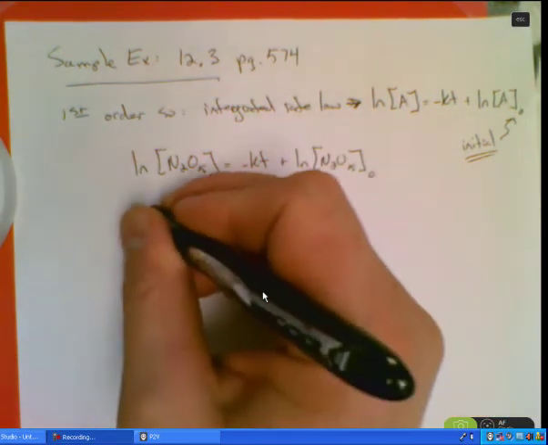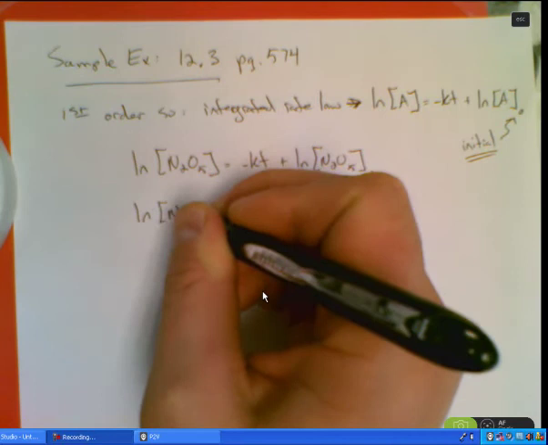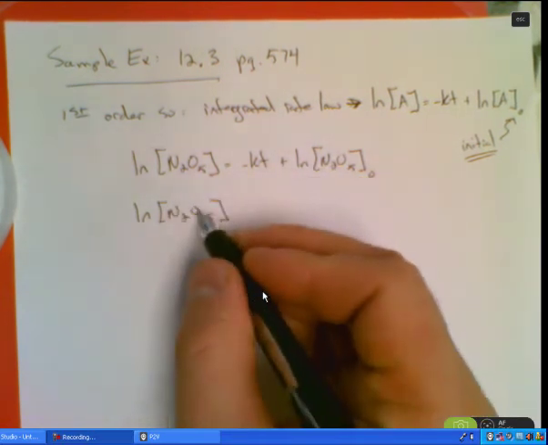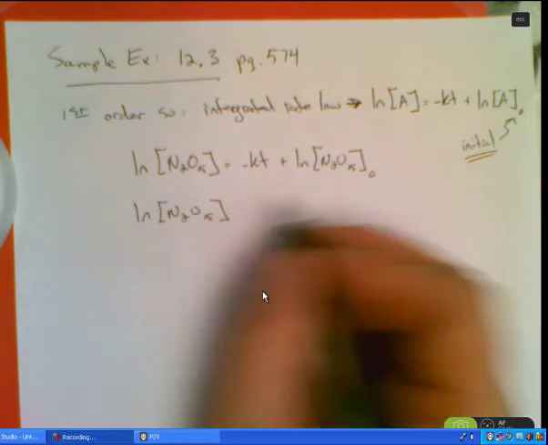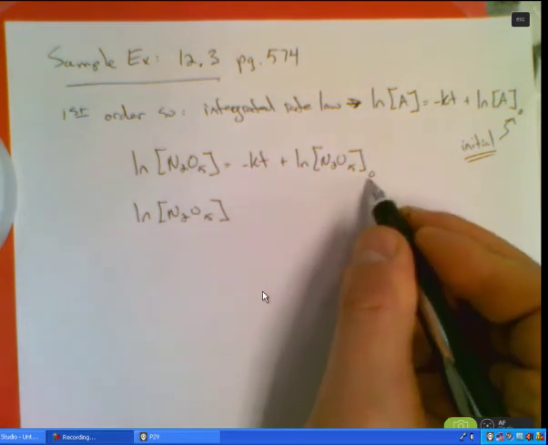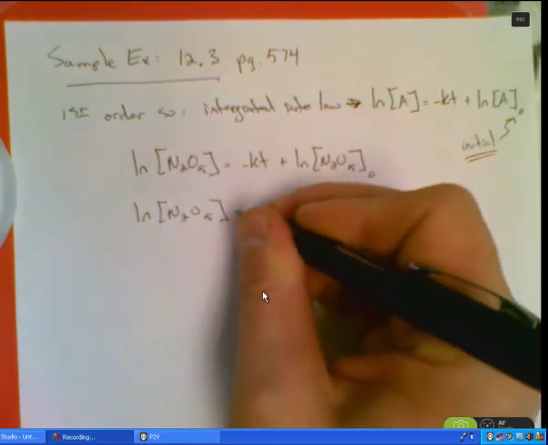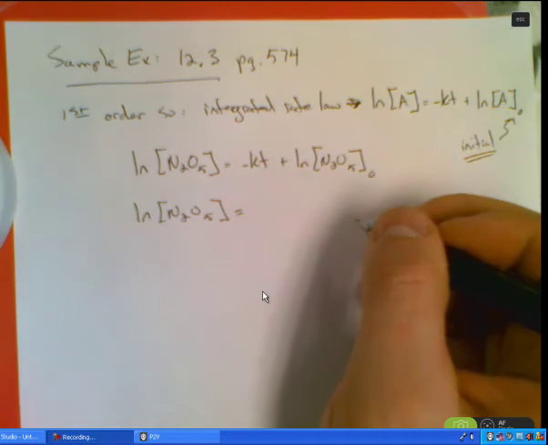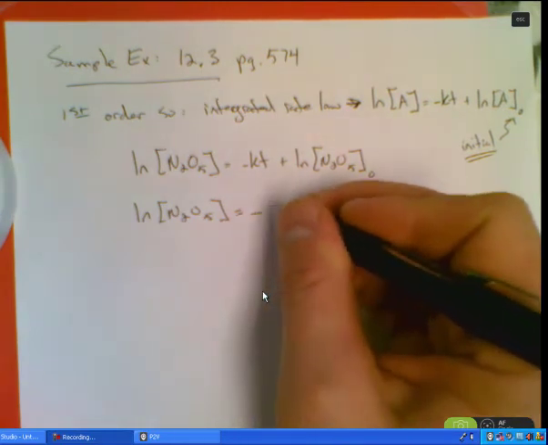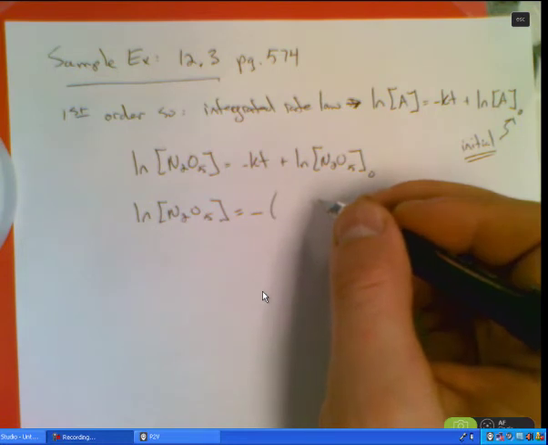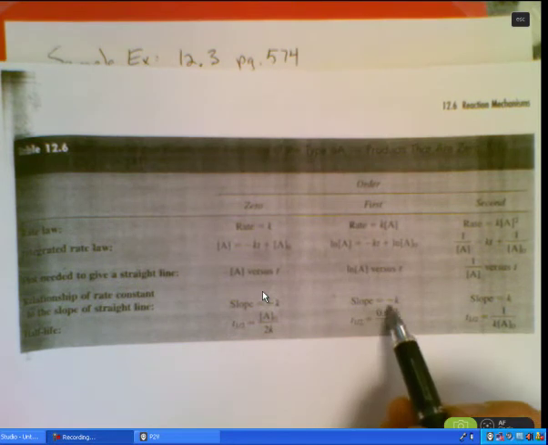So we have the natural log of N2O5. This is what we're looking for. This is the concentration at a certain time. Okay. So we have initially, time 0 basically, or the first time given at least, and then after some time that we're going to find. So equals negative k. All right. So negative k, and looking at this, our slope equals negative k.